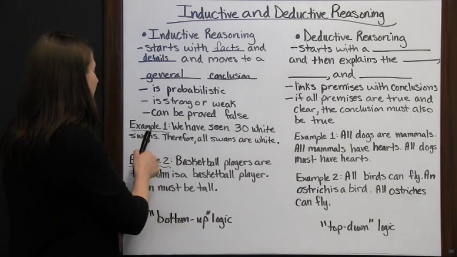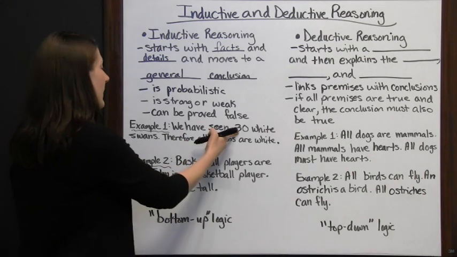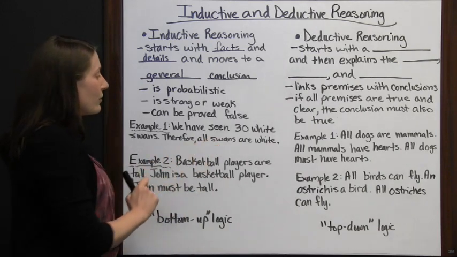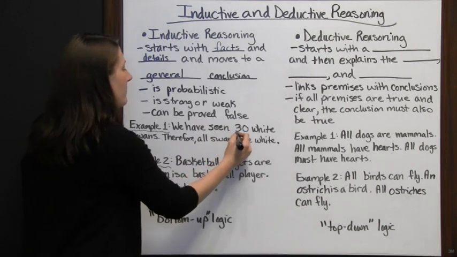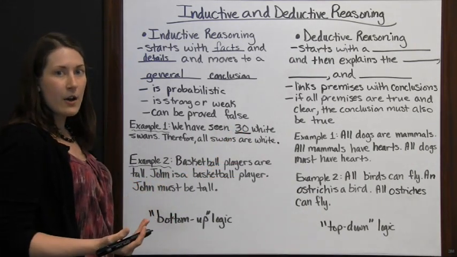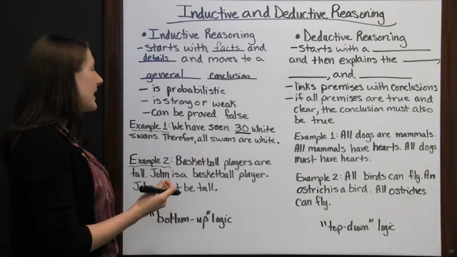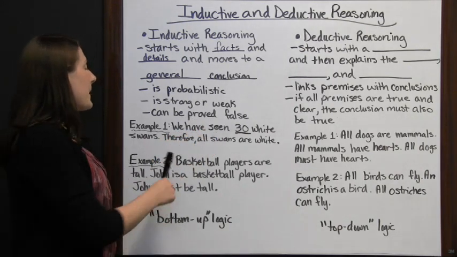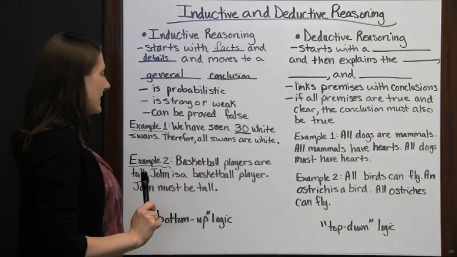We have seen 30 white swans. Therefore, all swans are white. Well, based on the 30 examples that we've seen, this statement makes sense. This conclusion that we drew using inductive reasoning based on our 30 examples would make sense. But is it true? No, not all swans are white. You've got other colors. So this isn't a true thing. This is a false conclusion.